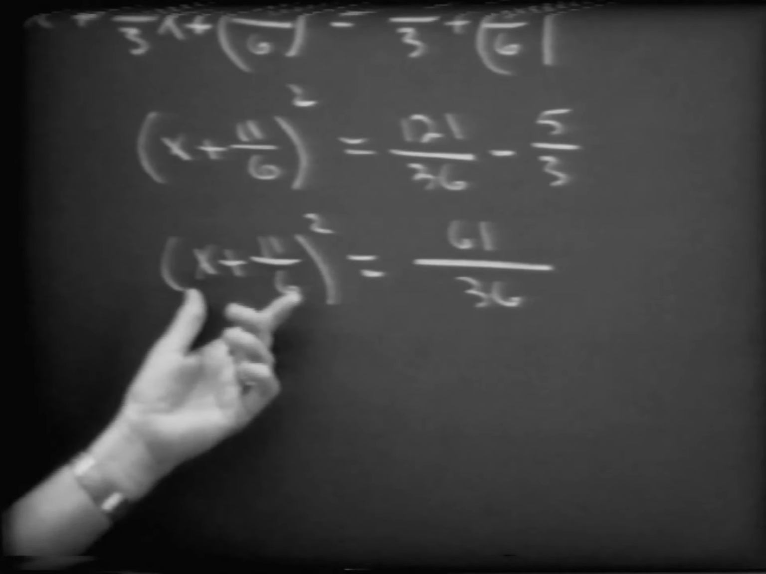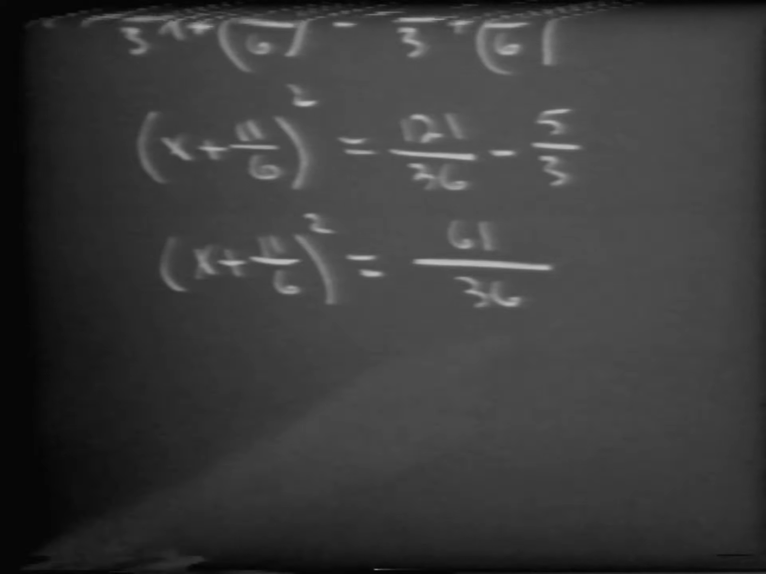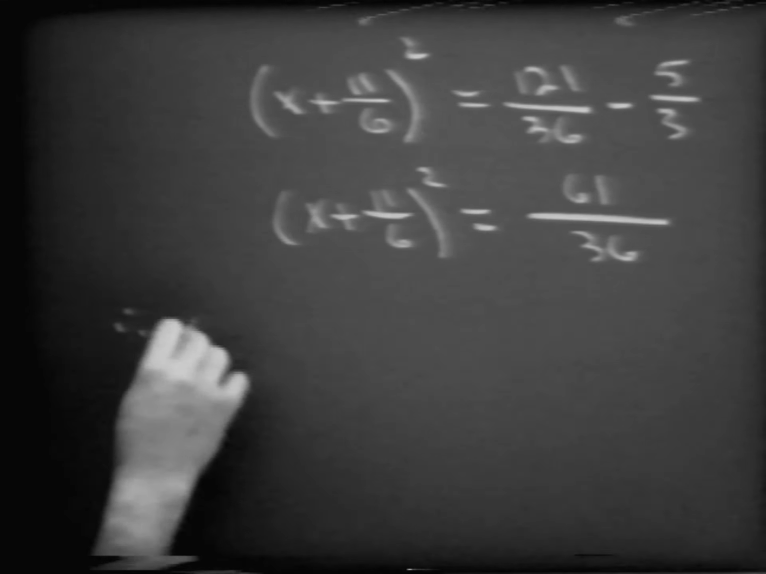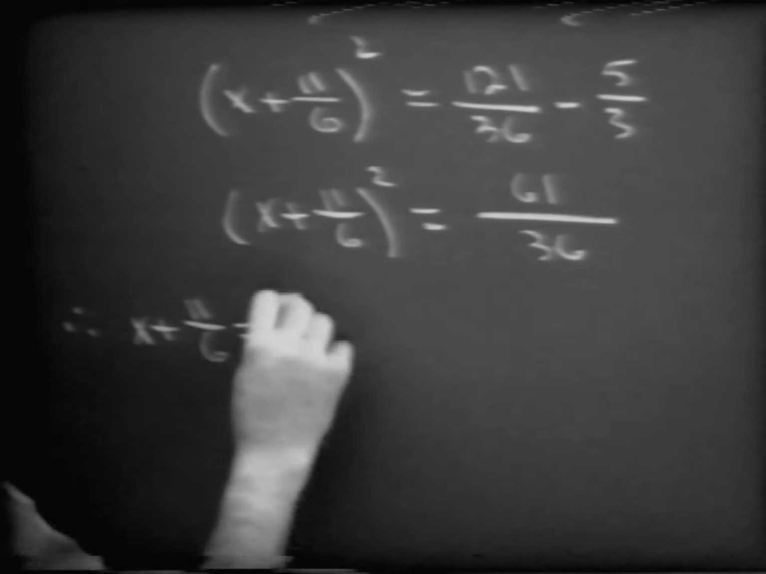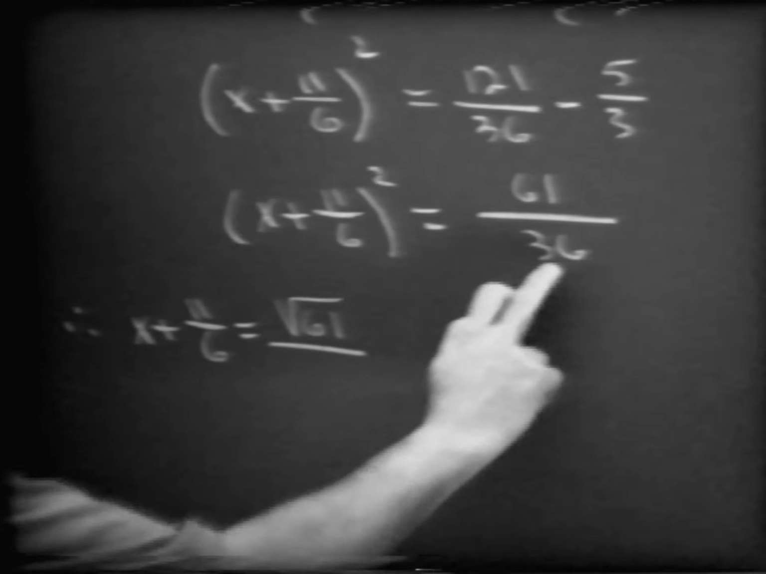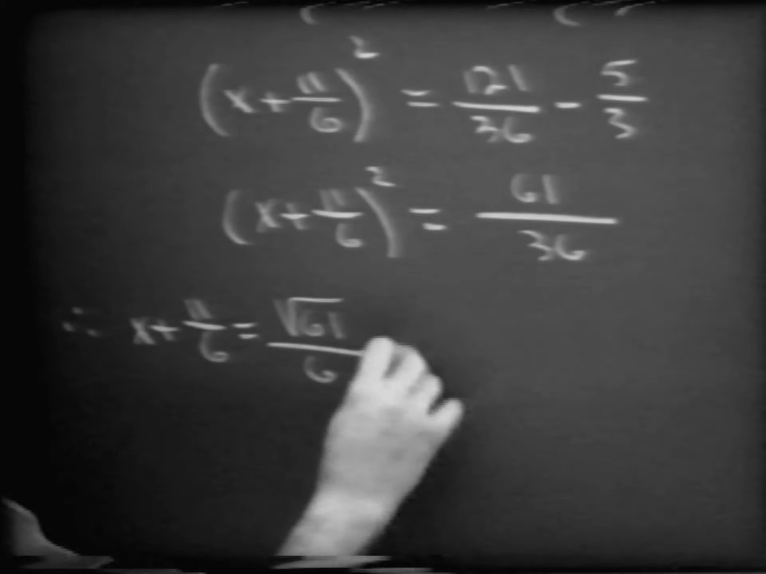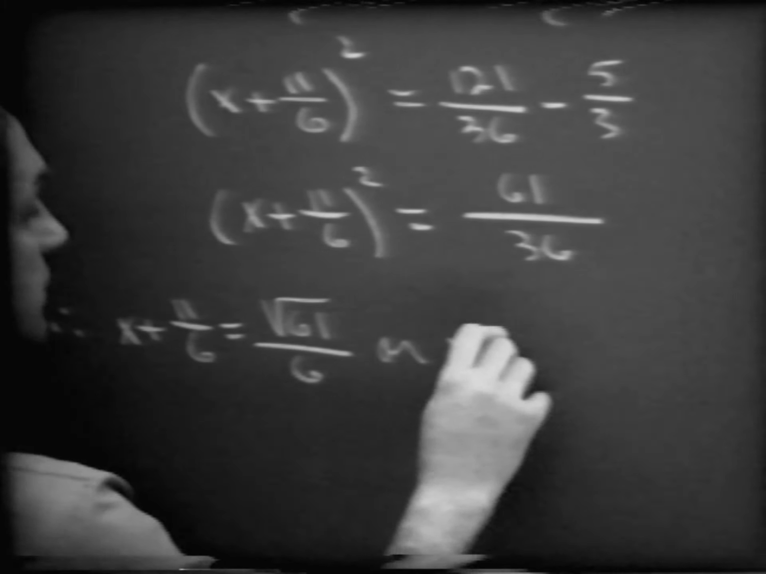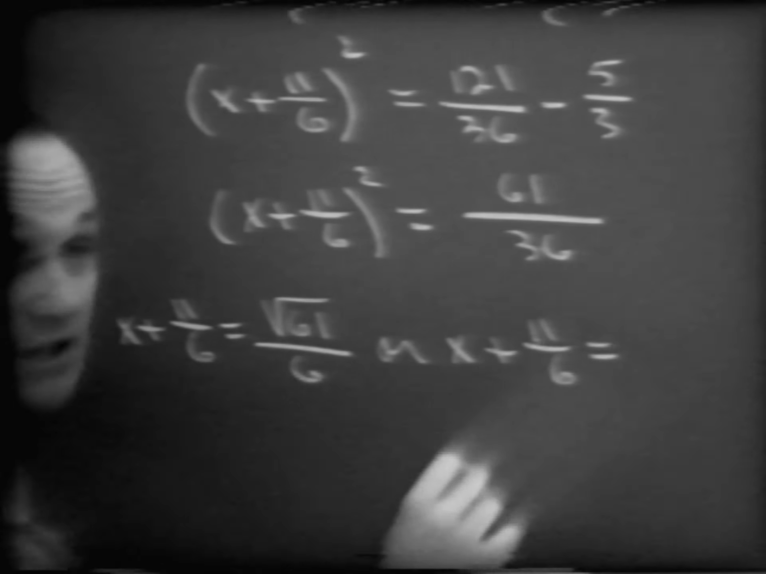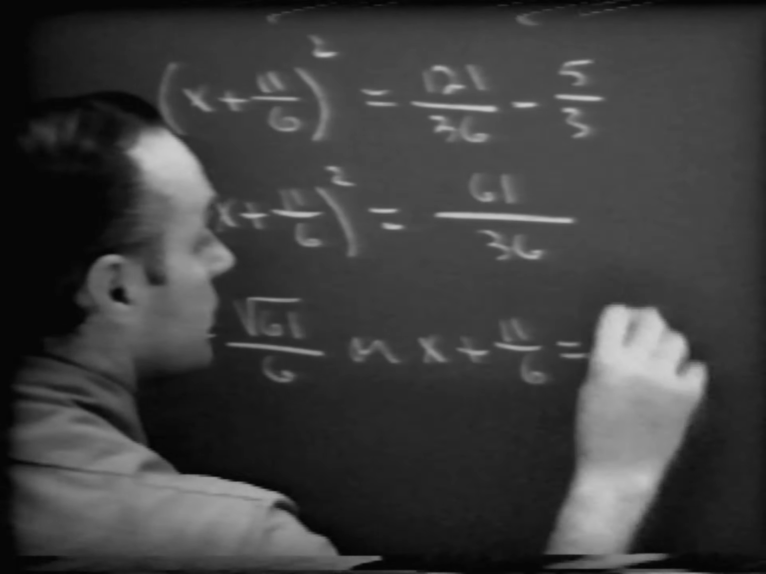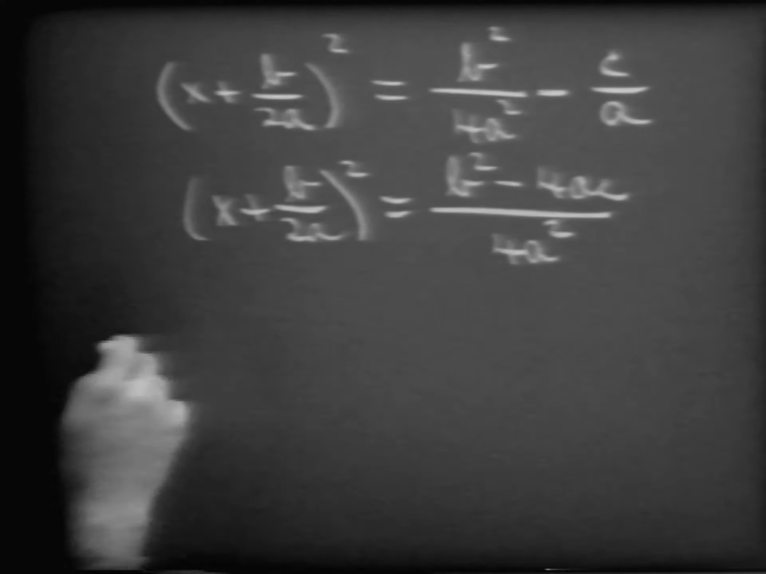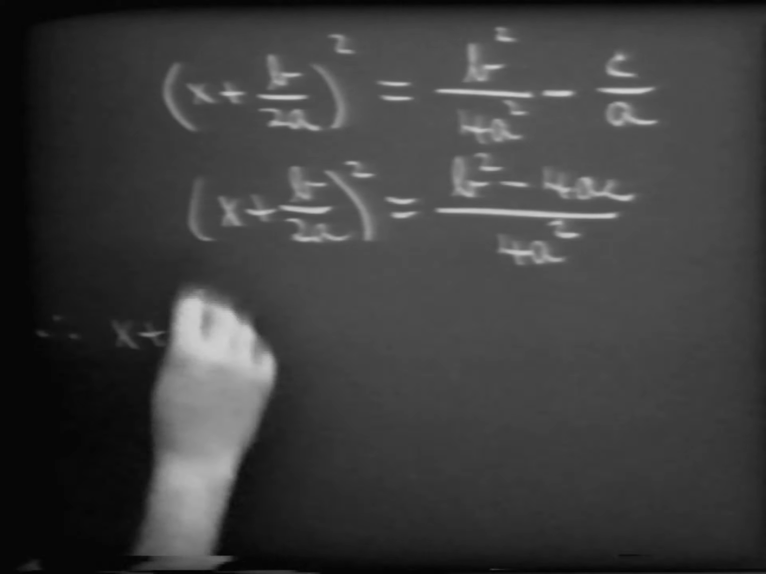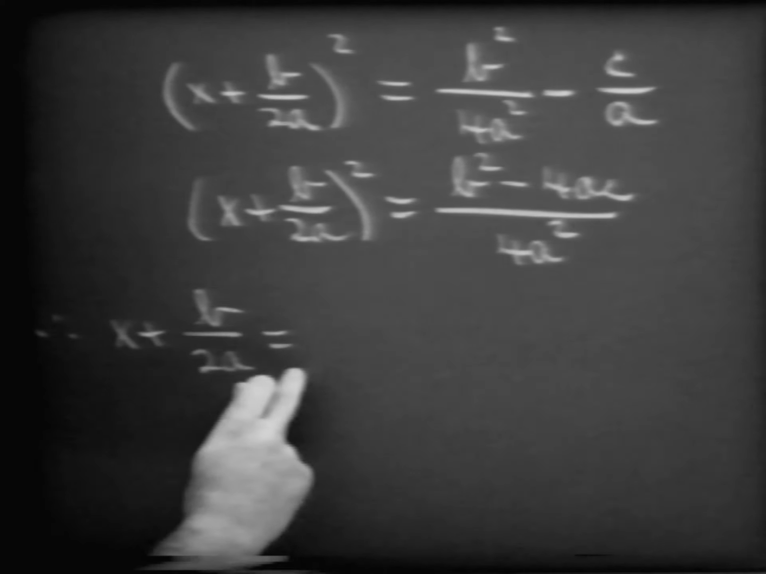Let's now come back to our particular case, and notice we are set up in the pattern that we would like. Box squared is equal to this number, and therefore using our definition of square root, x plus 11 over 6 is equal to the square root of 61 over 6, and in fact the square root of 36 we know is 6. Or what else is our conclusion? Our definition tells us x plus 11 over 6 is equal to negative the square root of 61 all over 6. Let's then come over to our general case and do exactly the same thing. Our definition tells us that x plus b over 2a is equal to what?